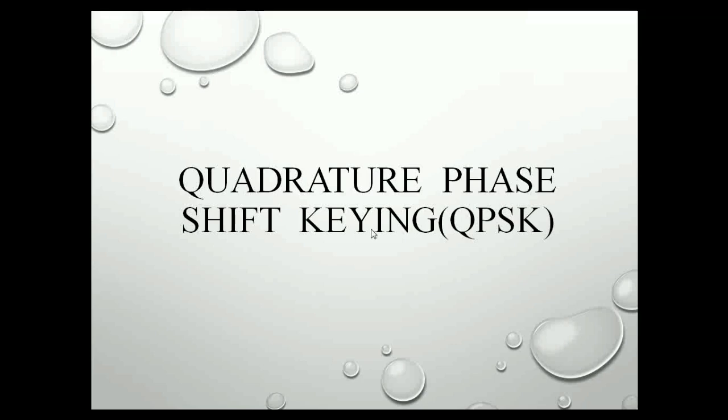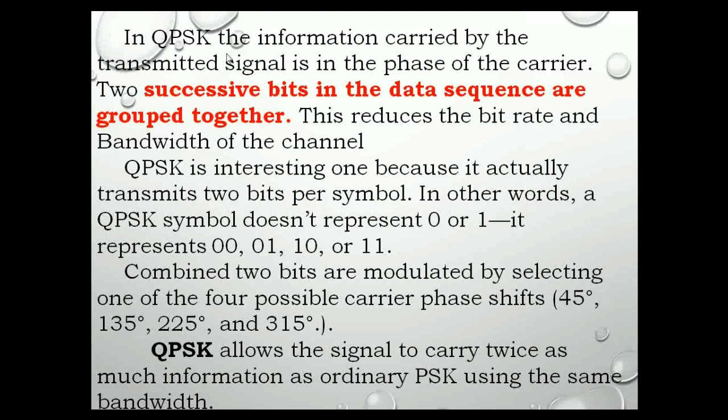Quadrature phase shift keying. In QPSK, the information carried by the transmitted signal is in the form of phase of the carrier. So, two successive bits in the data sequence are grouped together in QPSK and this reduces the bit rate and the bandwidth of the channel. So, QPSK is interesting one because it actually transmits 2 bits per symbol. In other words, a QPSK symbol doesn't represent 0 or 1. Instead, it represents 00, 01, 10 or 11.